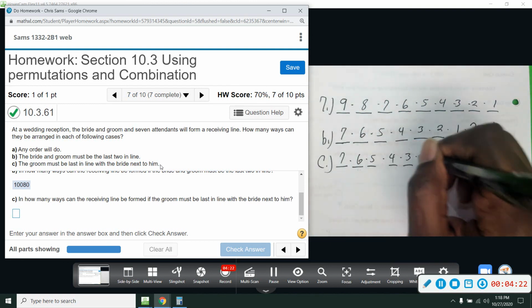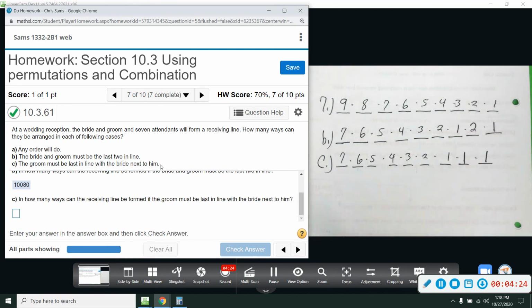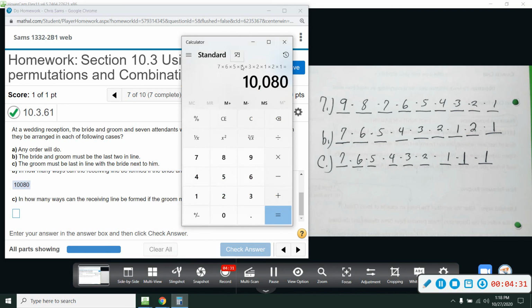And you have to multiply all those by the fundamental counting principle. So since we have just recently computed 7, 6, 5, 4, 3, 2, 1, I can just take this and divide it by 2. It's going to get rid of that factor of 2. So 5,040.